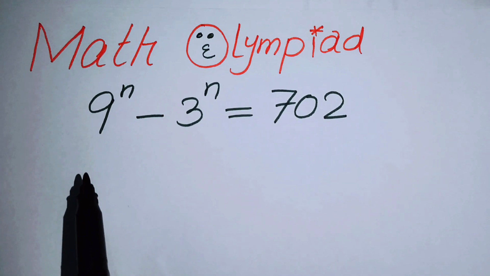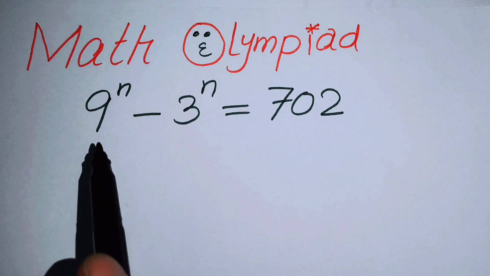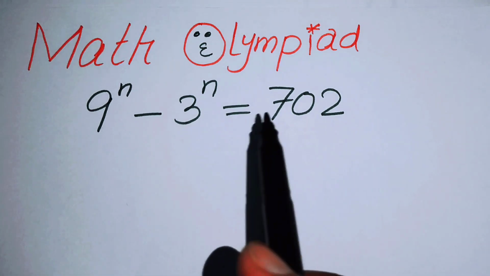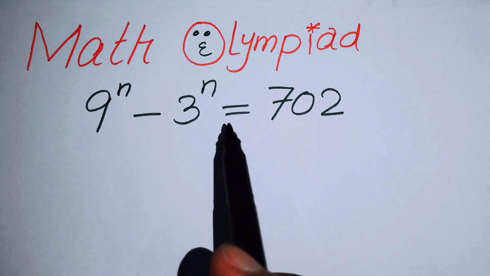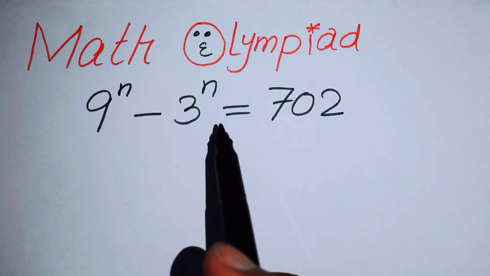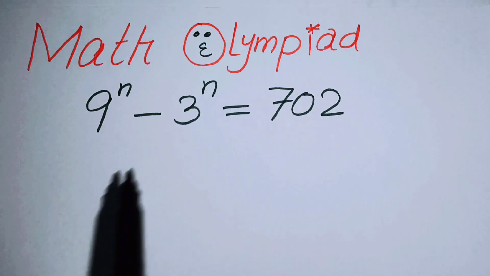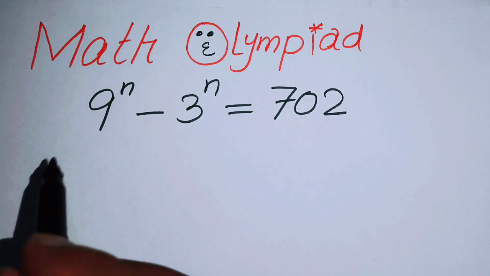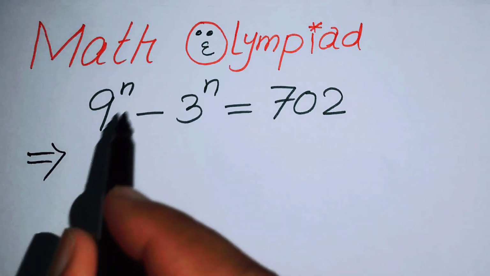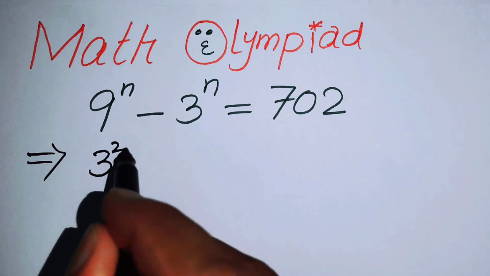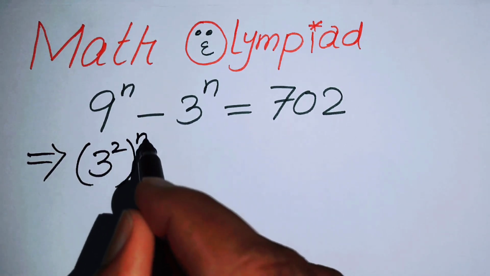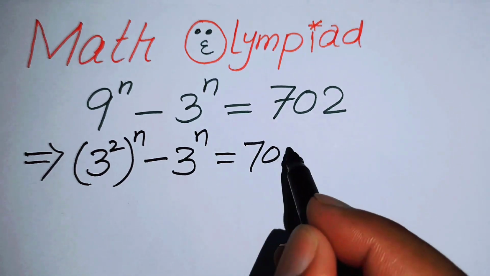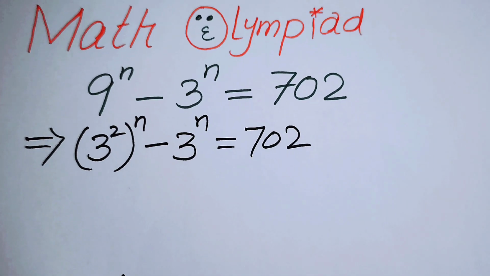In this video we are going to solve this nice algebra problem. Here we have 9 to the power of n minus 3 to the power of n is equal to 702, and we will solve this problem for the values of n. The very first thing we are going to do is rewrite this equation. You see that you have 9, and we can write this 9 as 3 squared, and its whole power n, minus 3 to the power of n is equal to 702.